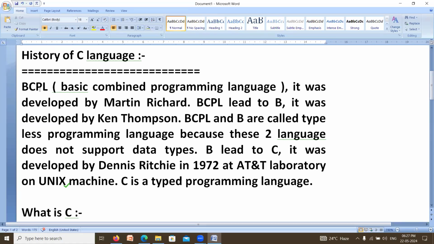Please, all of you note down this history and what is C language. Please note it down.